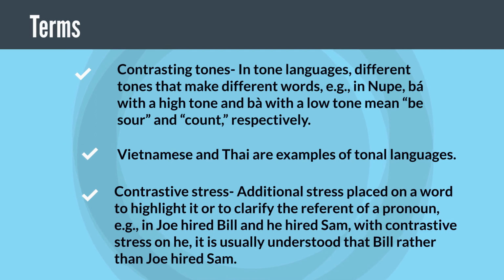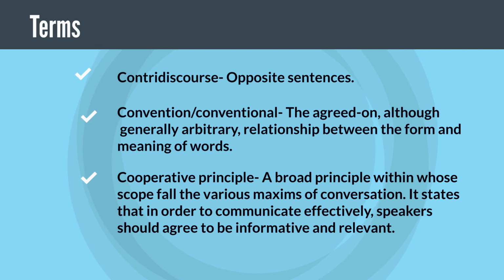Contrastive stress: additional stress placed on a word to highlight it or to clarify the referent of a pronoun. For example, in Joe hired Bill and he hired Sam, with contrastive stress on he, it is usually understood that Bill rather than Joe hired Sam. Contradiscourse: opposite sentences.